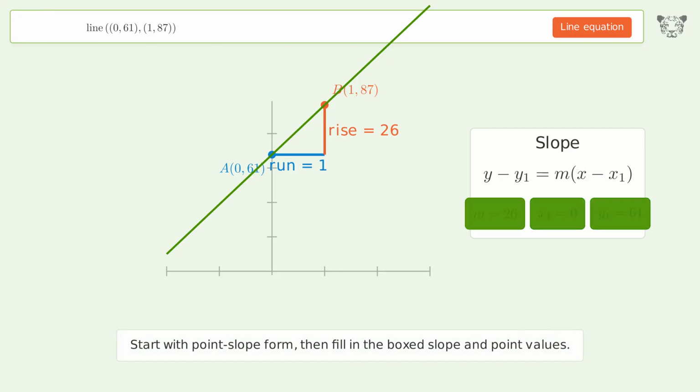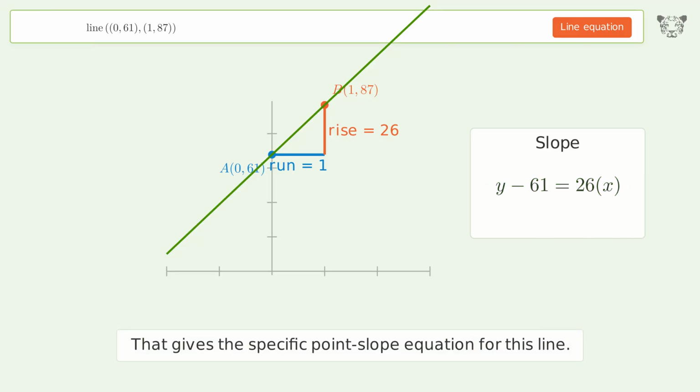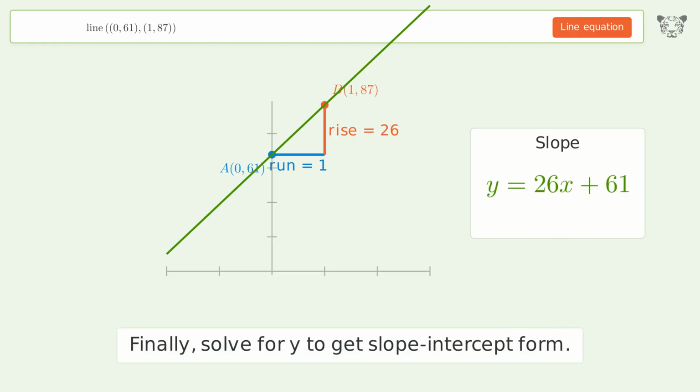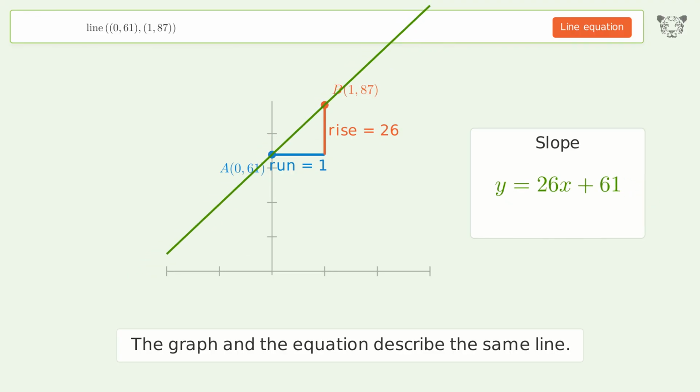Start with point slope form, y minus y1 equals m times x minus x1. Then fill in the boxed values, slope is 26, x1 is 0, and y1 is 61. That gives the specific point slope equation for this line. Finally, solve for y to get slope intercept form. The graph and the equation describe the same line.